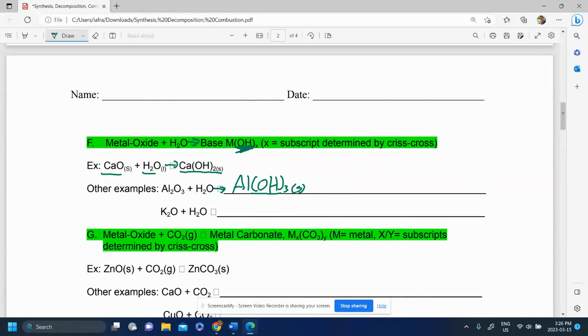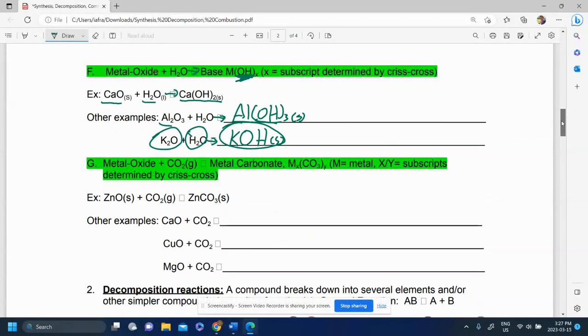And you might have already seen, the only thing I did to figure out this formula is crisscross between the metal and hydroxide, the polyatomic ion. Here, I have K2O plus H2O. That would give me KOH, which is a base. So again, just recognizing that this plus this, two things making one, is synthesis, is what I need you to know for these enrichment ones.